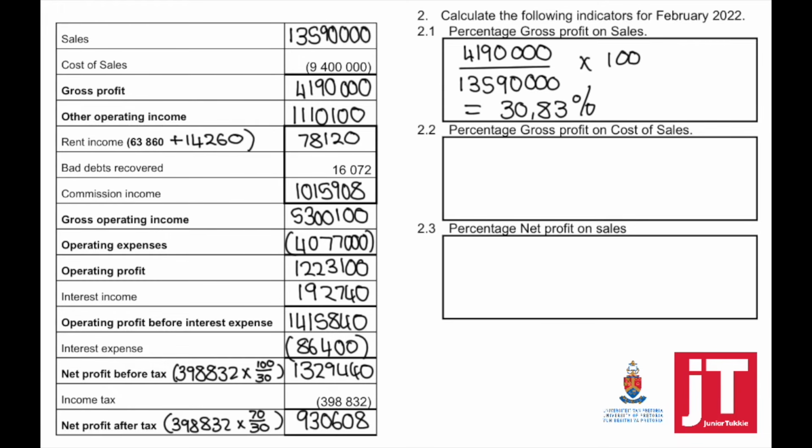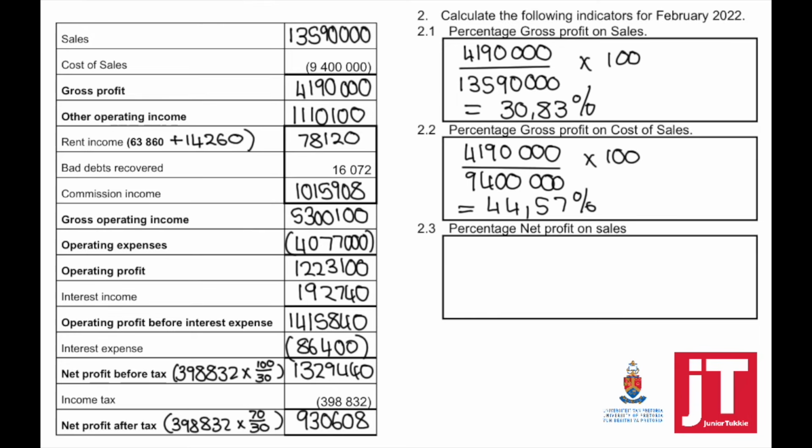Percentage is always out of 100. If the instructions say round off specifically to 1 decimal place, make sure that you round it off to 1 decimal place, otherwise 2 is acceptable. Question 2.2, percentage gross profit on cost of sales. So again, we take the gross profit and now we are going to divide it by the cost of sales figure. This means, always remember, have we achieved our aimed markup or not?